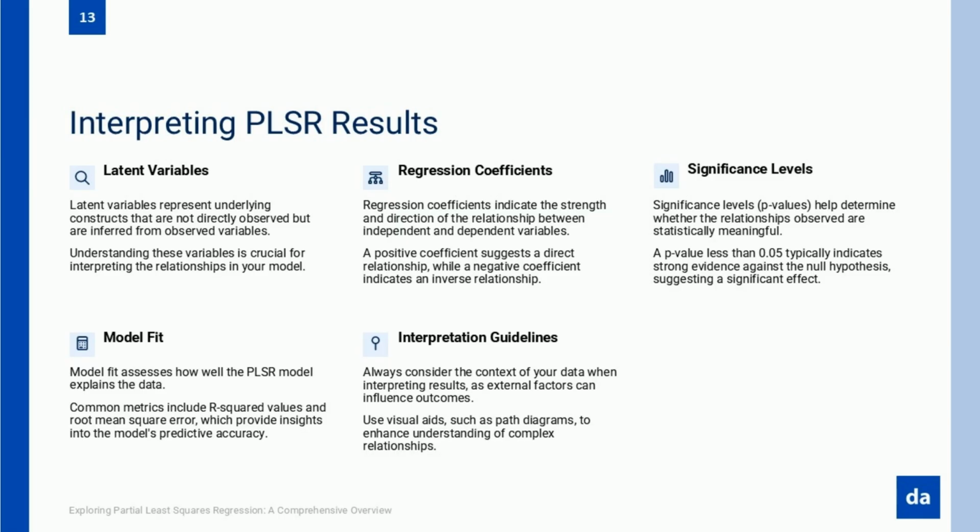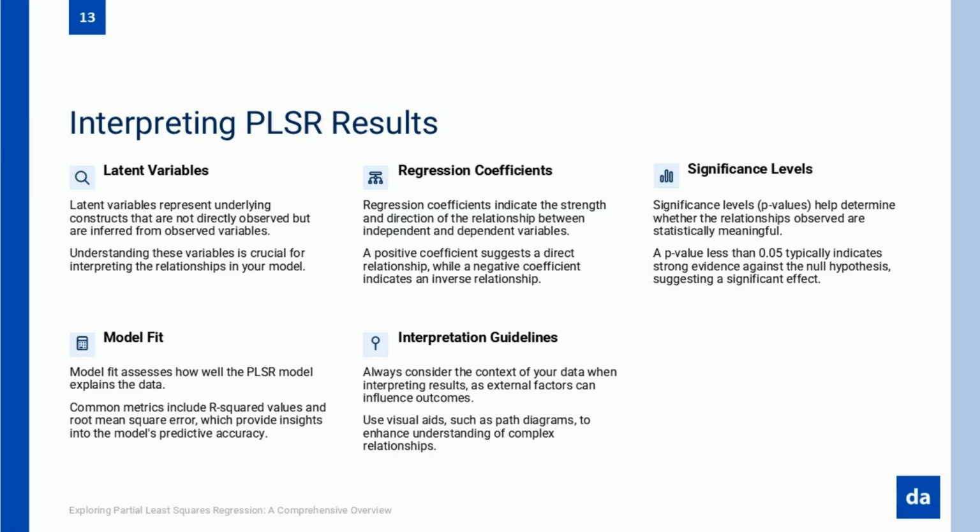Another key piece? Significance levels and variable importance. If you want to know which predictors actually matter, look at variable loadings and VIP scores, variable importance in projection. Loadings tell you how much each predictor contributes to a latent variable, while VIP scores rank predictors based on their overall importance. If a variable has a high VIP score, it's probably playing a major role in the model. If it's low, it might just be along for the ride.